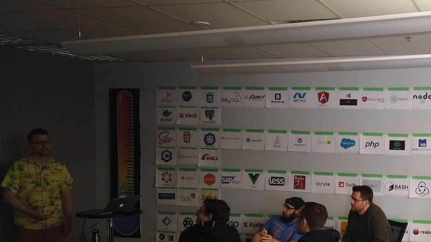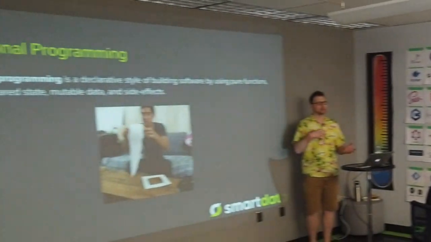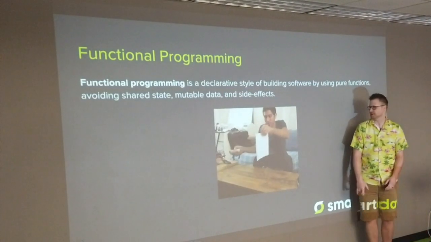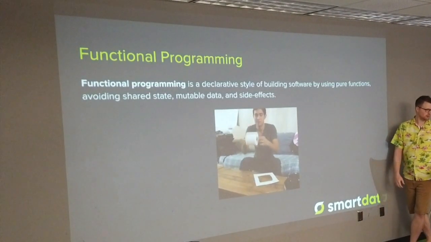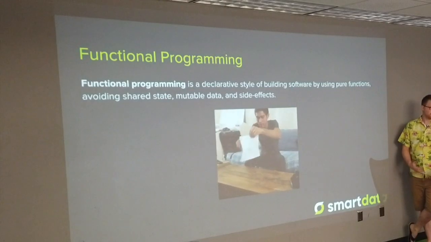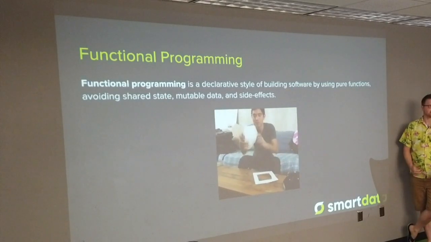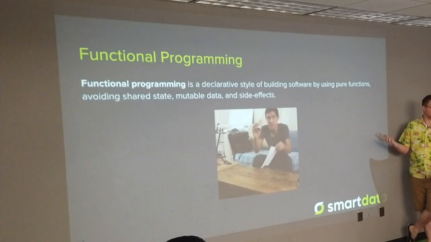And finally, functional programming is a declarative style of building software using pure functions, avoiding shared state, mutable data, and side effects. So you don't have any shared state that's interacting with this. You just have an input and an output. So those are the three patterns that Reactive X is using.